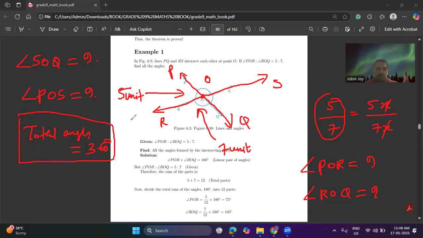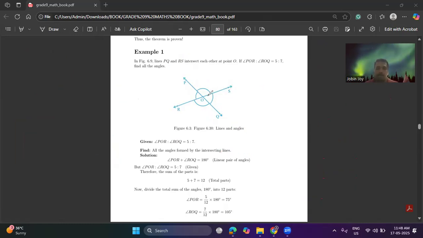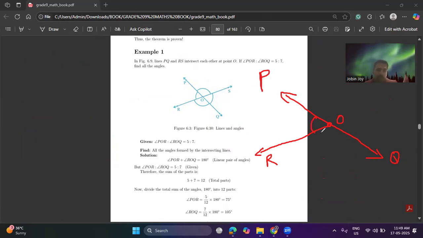First, I'm taking the line POQ. So listen, I'm taking this line PQ and this point is O. This is R. PQ is a straight line, right? And we know that the angle of a straight line is 180 degrees.